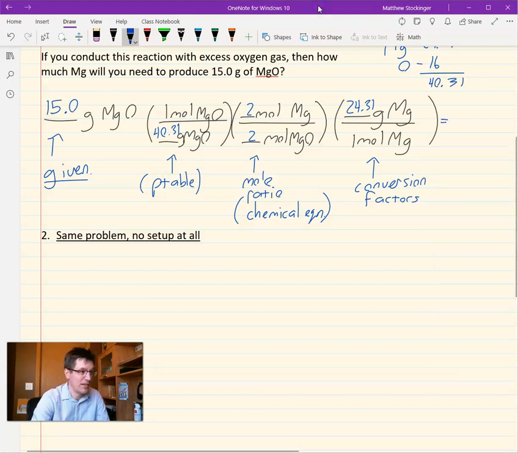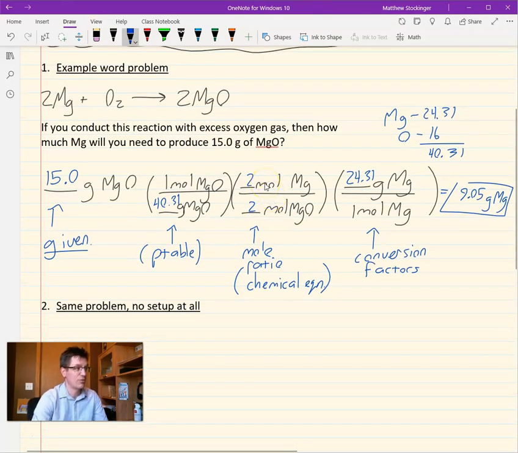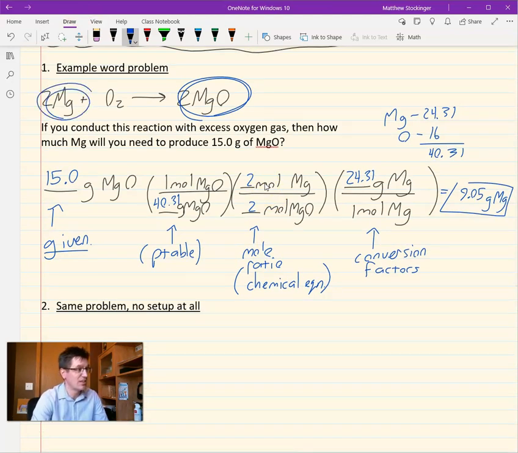And that wasn't so bad, right? 9.05. And then that last unit right there, that's always going to be the final answer units. So 9.05 grams of Mg. That's kind of cool. We just calculated kind of backwards, right? I told you how much product I wanted you to make, and you calculated how much reactant you're going to need to produce that much product, 15 grams of product. Okay.